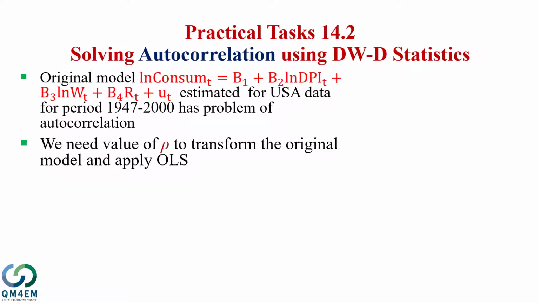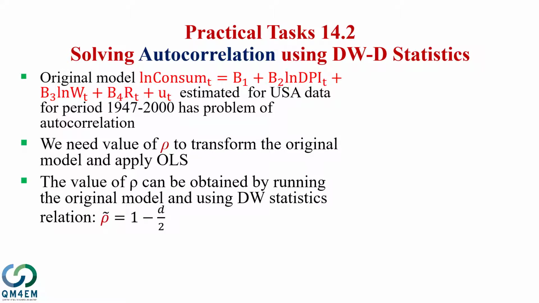To fix the problem, we need to transform this model, and for transformation we need the value of rho. Now the value of rho can be obtained from the Durbin-Watson d-statistic. So how can we do that? This can be done by first running the original model in Eviews, and then getting the Durbin-Watson d-statistic value from the model results. Then use this equation: rho is equal to 1 minus d over 2, where d is the Durbin-Watson d-statistic value.